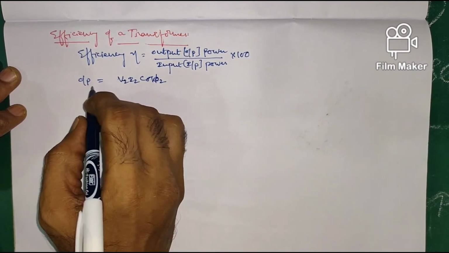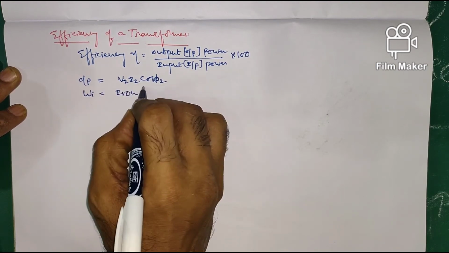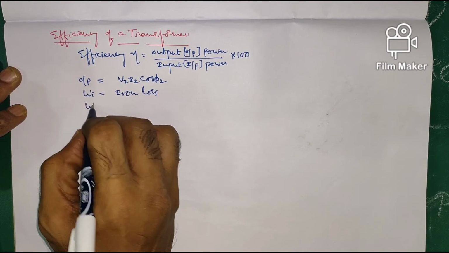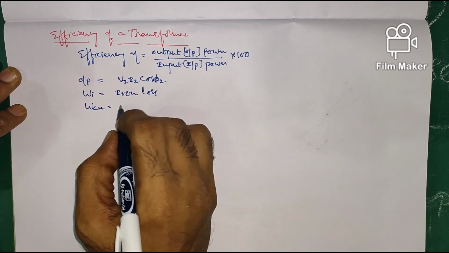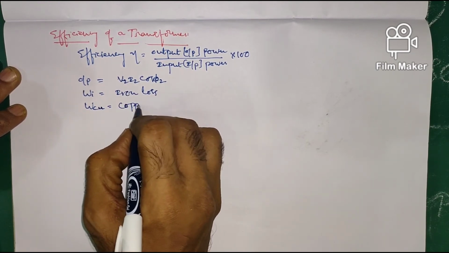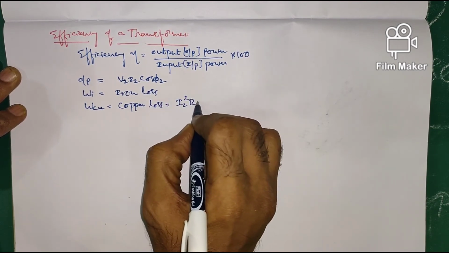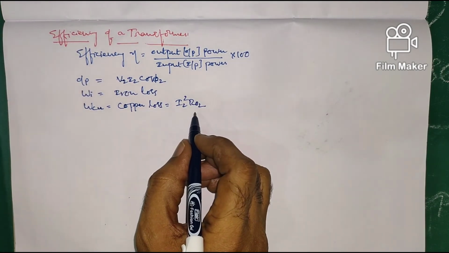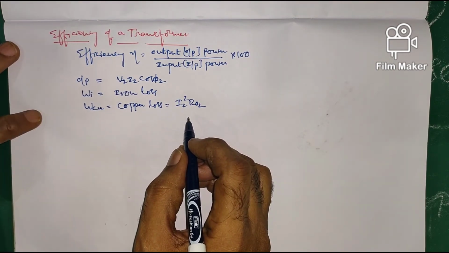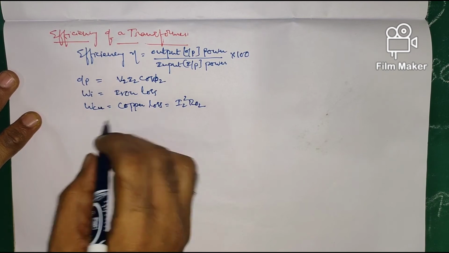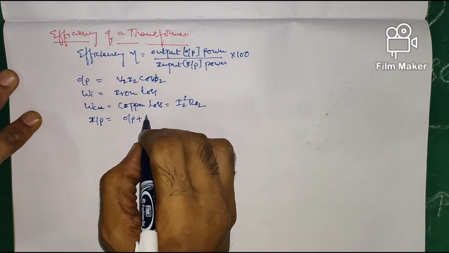If this is the output power, and if we are aware of iron loss and copper loss, iron loss is going to be represented with Wi, and WCU represents copper loss, which is equal to I2 square into R02, where I2 is the secondary current, R02 is the total resistance of the transformer referred to the secondary side. And once we find these two losses, we can find out the input of the transformer, which is equal to output plus losses.